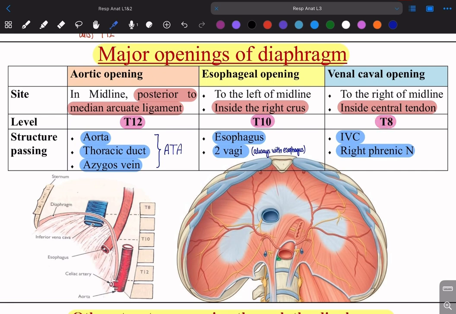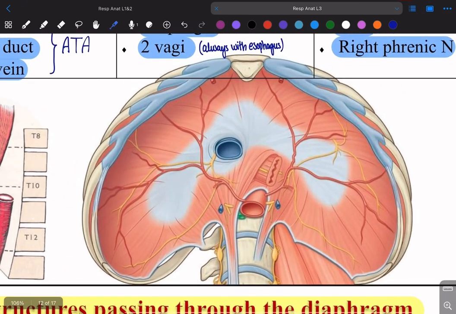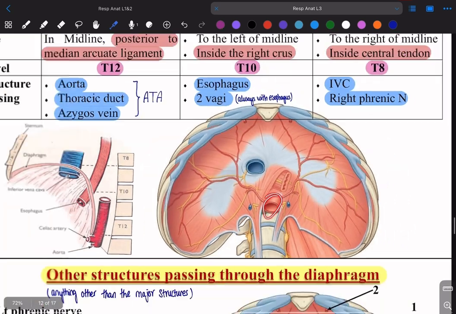One last thing we need to know about these openings is the site. Where are they? The aortic opening, the first one, is posterior to the median arcuate ligament. Remember the median arcuate ligament? We said it's here. Remember, median means one, so it's going to be in the middle, alone. So posterior to the median arcuate ligament, we have the aortic opening.